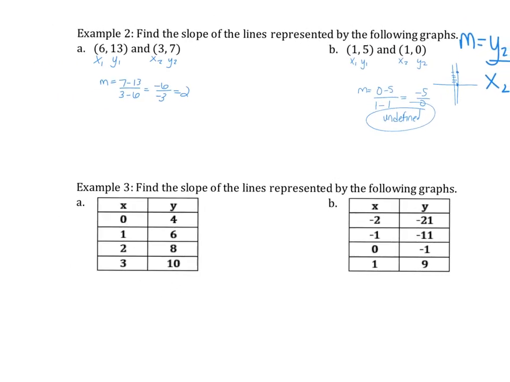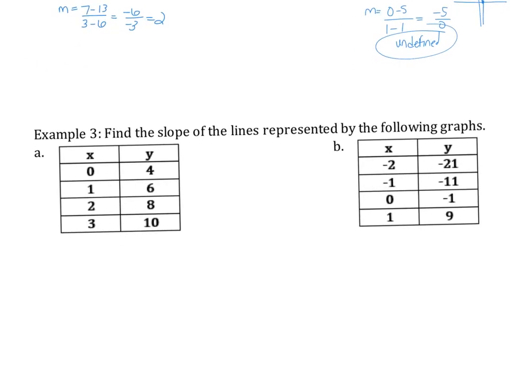Okay, so let's take a look at example 3, and these are going to be really, really similar. Here you have 4 points on both of these tables. So we really just need 2 of them. It tells us these represent lines. So pick 2 of the points and let's label x1, y1, x2, y2. And then we're going to use that slope formula again. So m equals y2 minus y1 over x2 minus x1. So 6 minus 4 is 2. 1 minus 0 is 1. And simplify it.